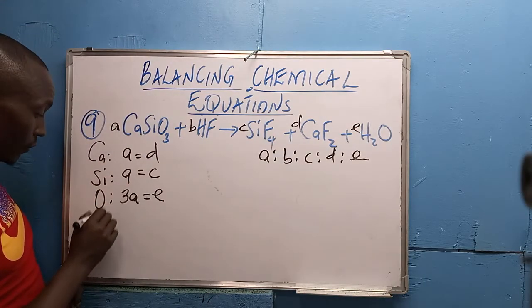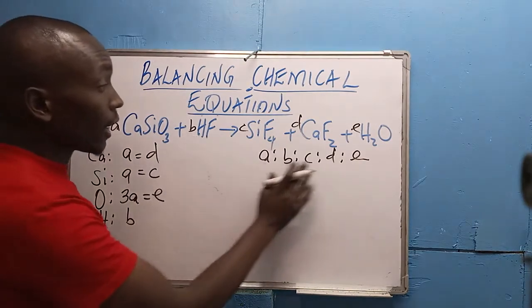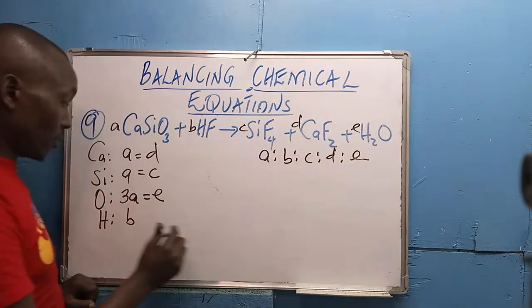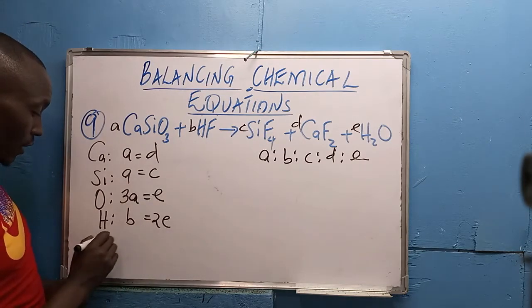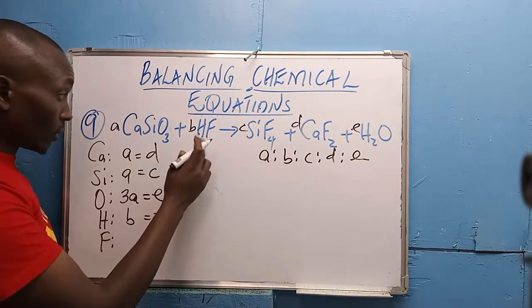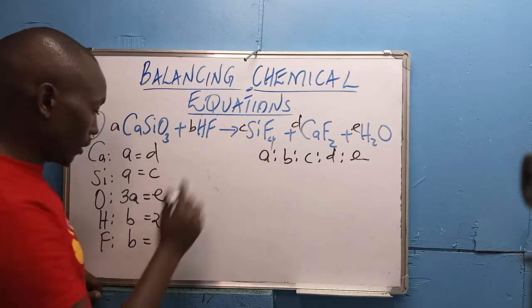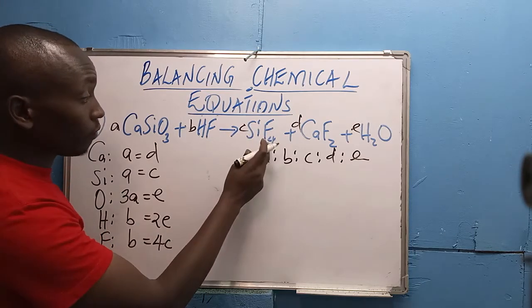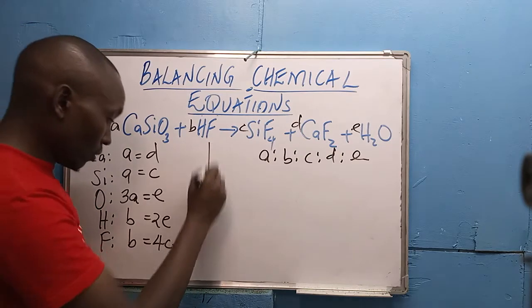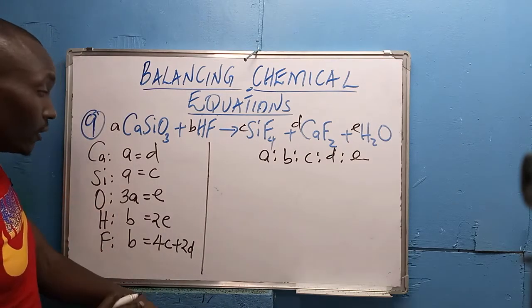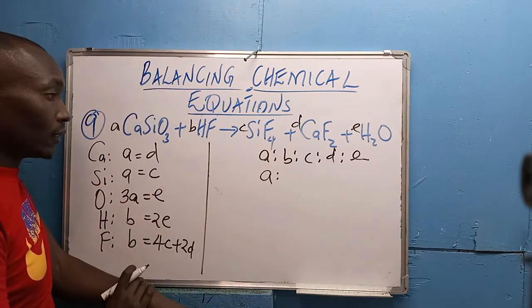We go ahead, hydrogen, just 1 in this formula, so it is B, 1 times B. Hydrogen on the other side, it is 2 times E equals to 2E. Then we have fluorine. Fluorine in this side, it is just 1, so it is B equals to, on the other side, it will be 4C. Yes, 4C because 4 times C. Then 2 times D plus 2D. Good. We are now ready to do the simple ratio A, B, C, D, E.